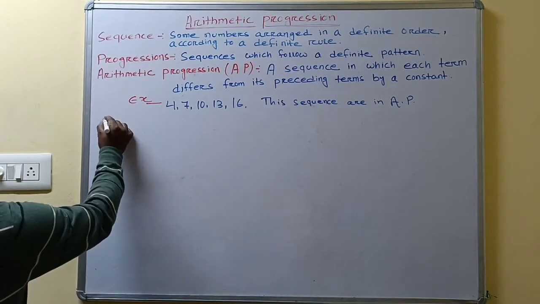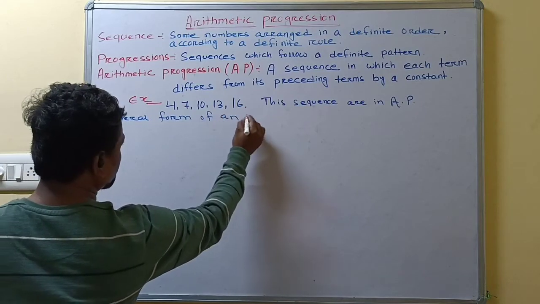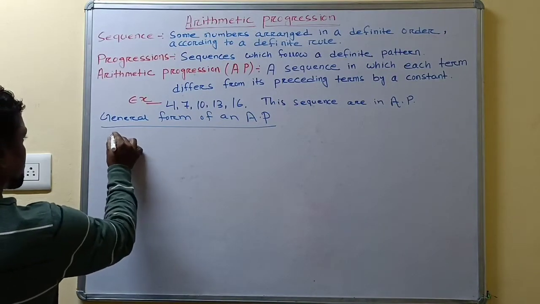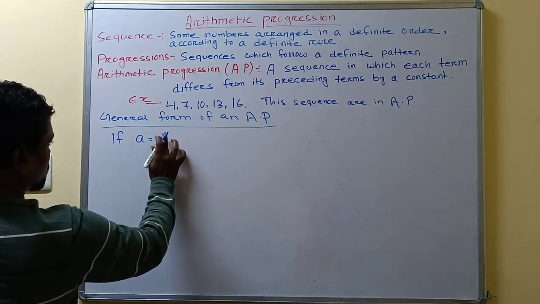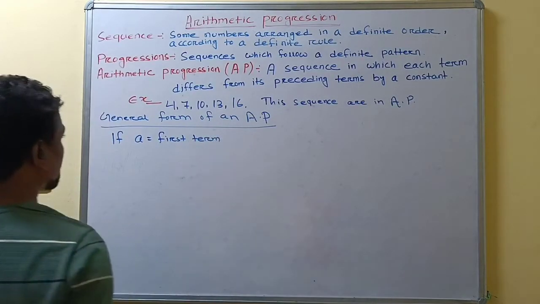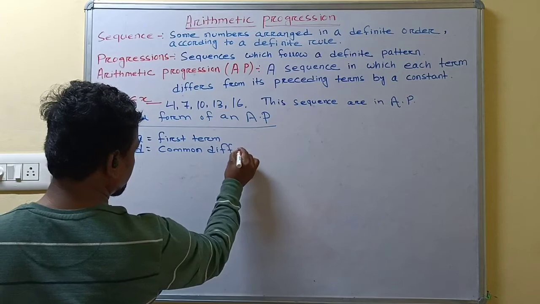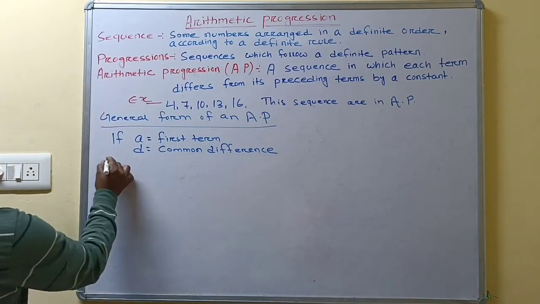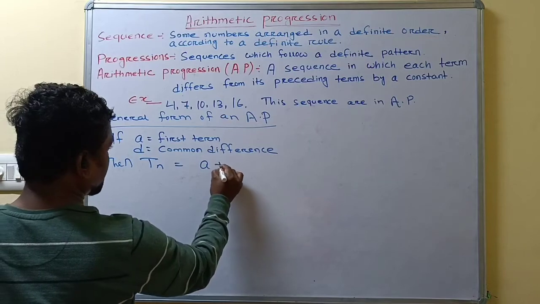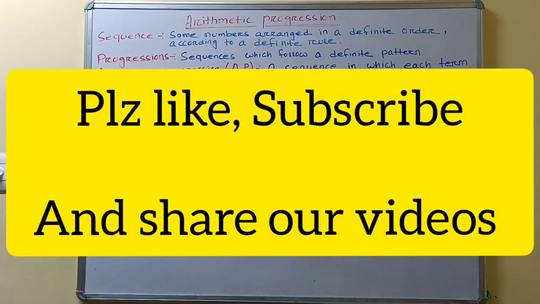And we will discuss its general form. General form of an AP is this: if a is equal to the first term and d is known as the common difference, then Tn equals a plus (n minus 1)d. Here Tn is known as the nth term of an AP.